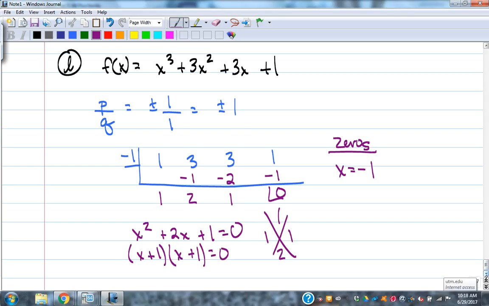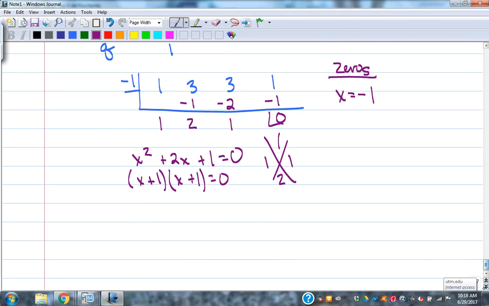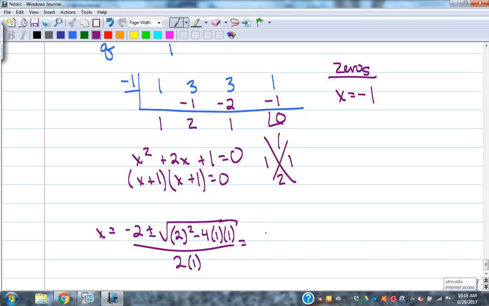And I'm going to work it with the quadratic formula as well, and you'll see you get the same answers. X equals -2 plus or minus the square root of 2 squared minus 4 times 1, over 2 times 1. So that ends up being -2 plus or minus the square root of 0, over 2, which is just -1. And these both, they're the same answer.